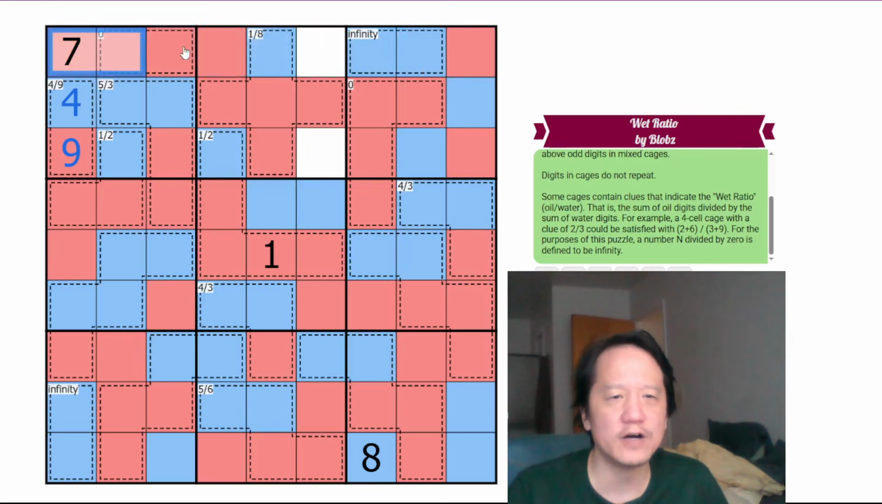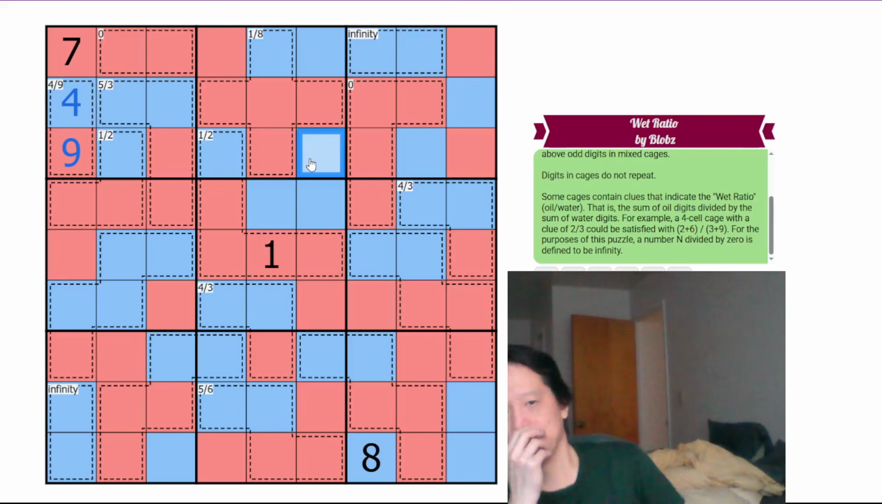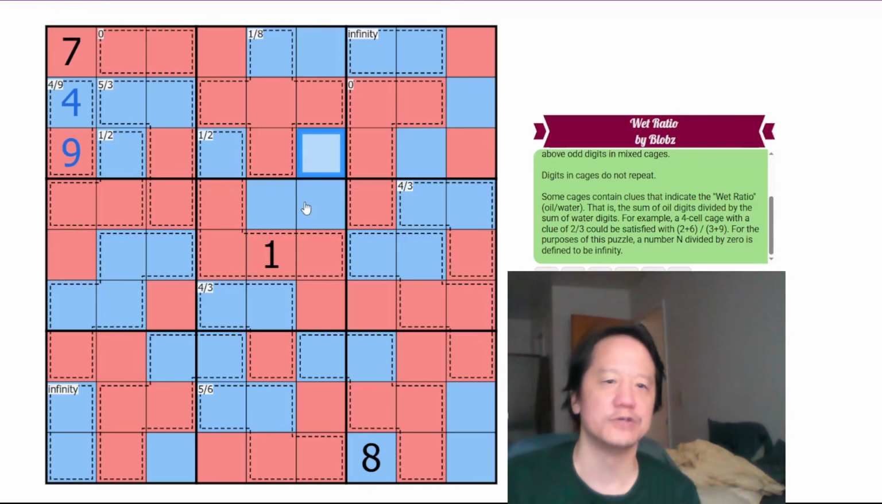We have 5 odds in row 1, so this can't be odd. This is even. Also, the rest of these are odd. So that makes that even there. Okay. So now we just have to get the ratios right.